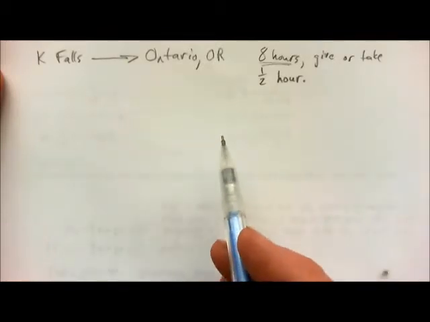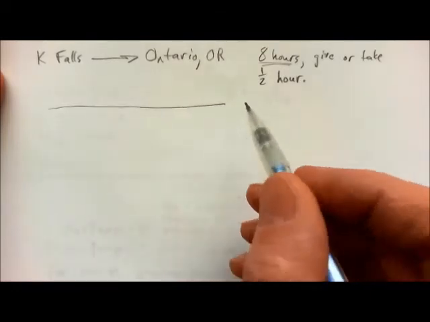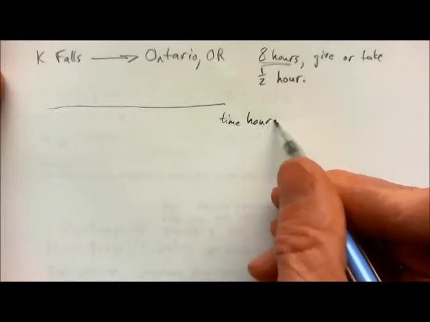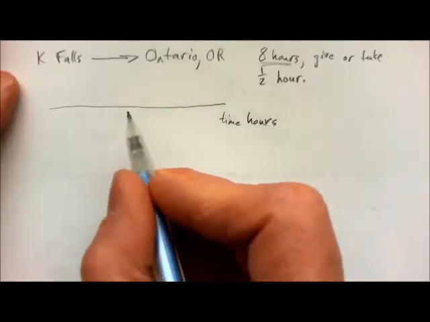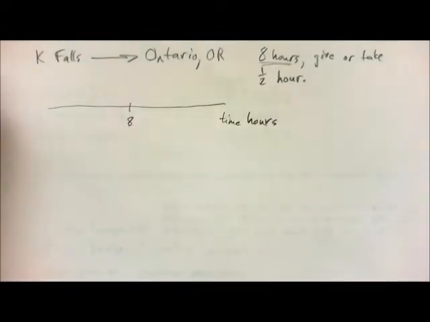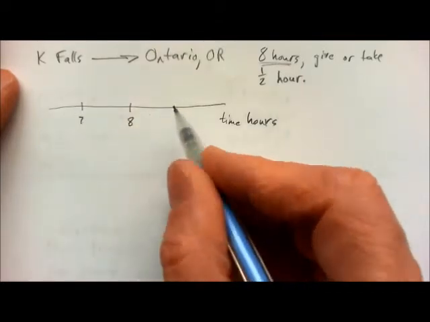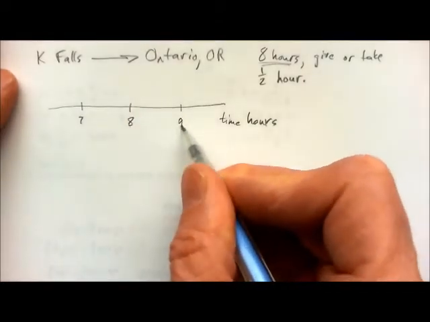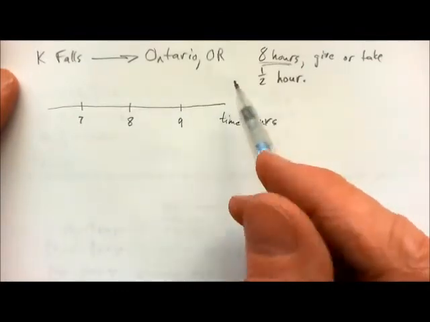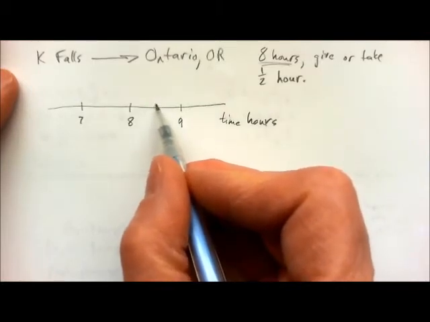Let's draw. It's oftentimes helpful with estimation to draw a picture. Let's draw a number line here where this is going to be time in hours. And let's put 8 hours right here. That's Jimmy's estimate of how long it would take to get there. Let's see, let's put 7 hours over here and 9 hours over here. And the fact that he's said give or take a half an hour means it could take longer than 8 hours, maybe a half an hour longer, which would put us up here at 8.5 hours.